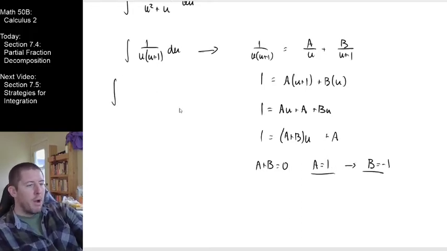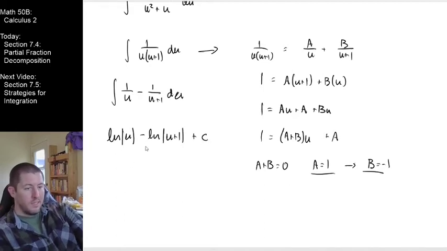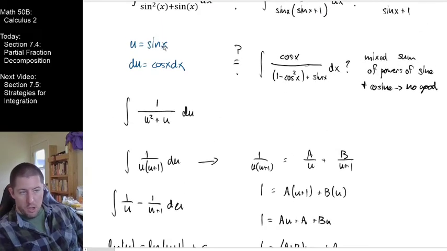So I decomposed it. I found a to be 1 and b to be negative 1. So I can rewrite this guy as 1 over u minus 1 over u plus 1. That was easy. The integral is easy. All I got to do is sub back in some terms for u. What did we choose u to be originally? U was sine of x.